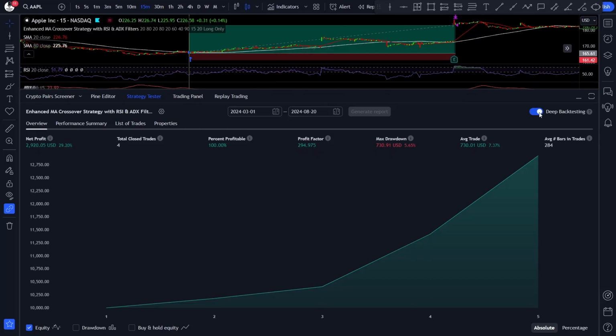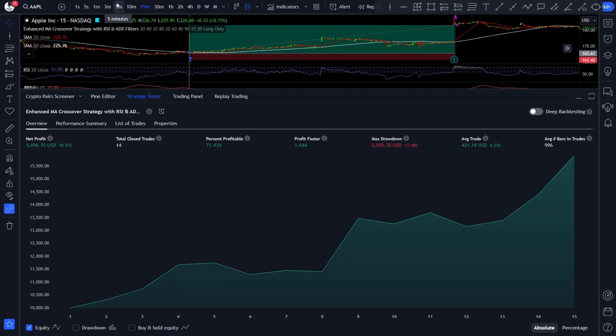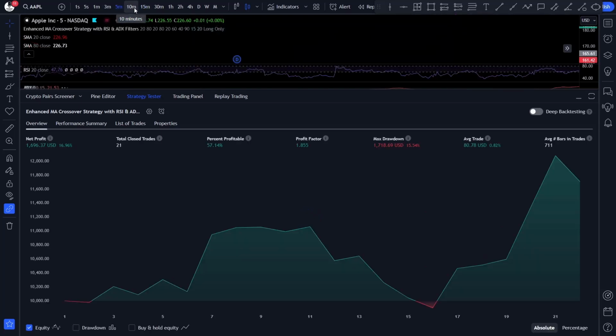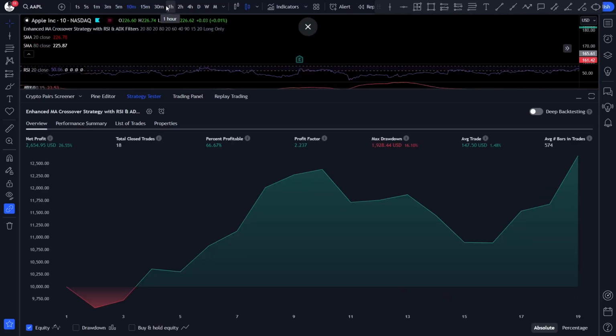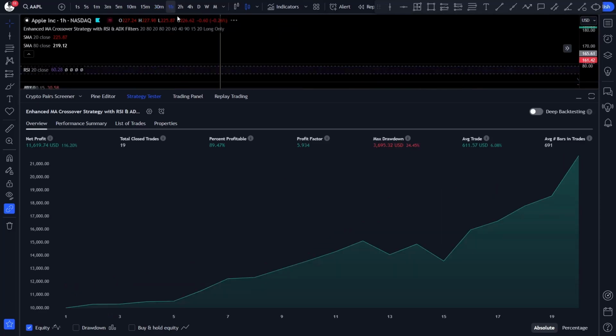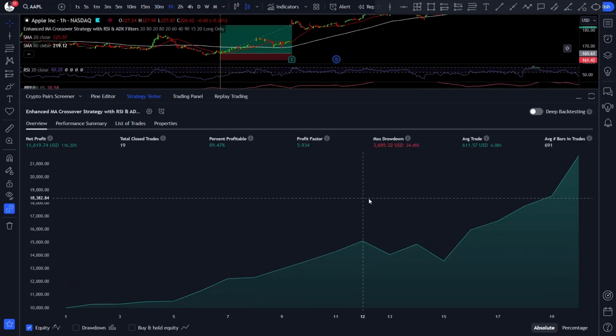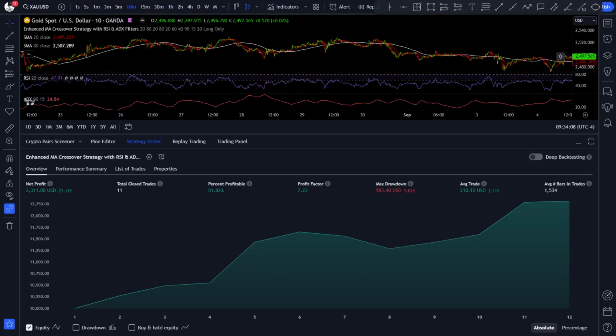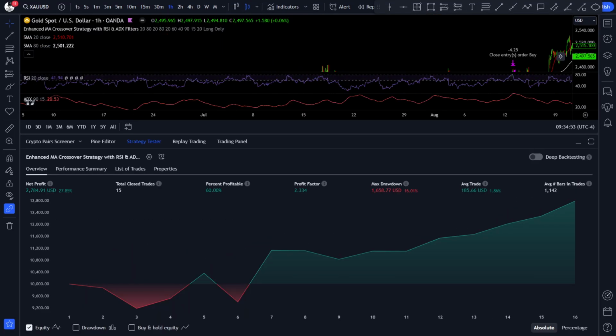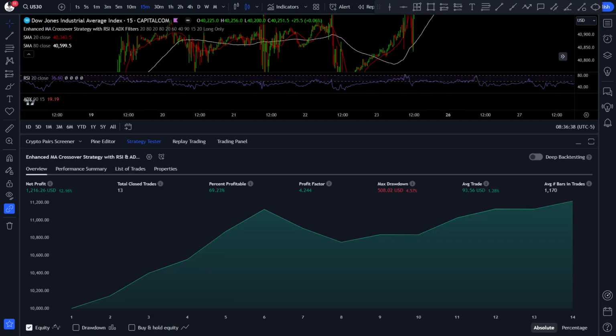This strategy also works on lower and higher time frames. Let me show you. 5 minutes is profitable, 10 minutes is profitable, and the 30 minutes is profitable too. You can even go up to the 1 hour, which is also profitable. And now check out the screenshots of other assets in other markets like Forex, indices, and crypto.